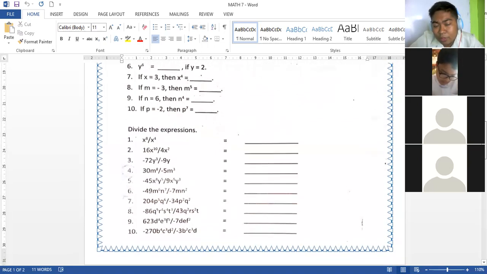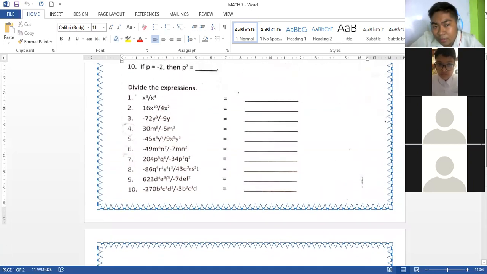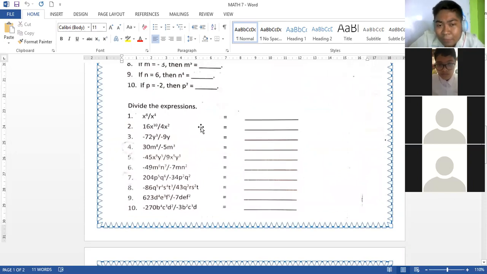Ito. So, divide the expression. Sa divide the expression naman, parang sa quotient rule natin. So, kung sa product rule, ipag-a-add yung exponent, dito naman ay isusubtract. How? Let's try to have an example. So, we have x raised to 8 divided by x raised to 4. Ang sagot lang natin dyan ay x, 8 minus 4, that would be 4.